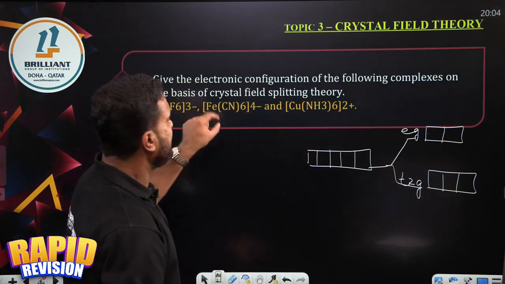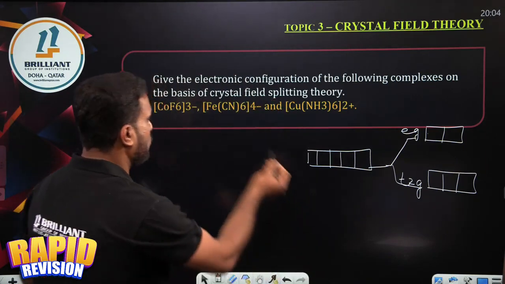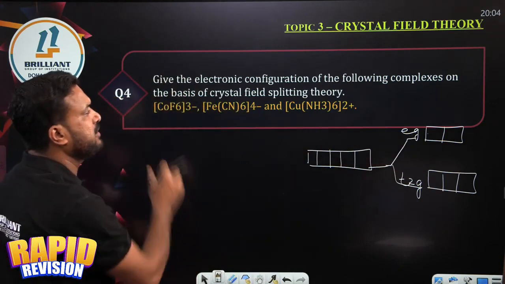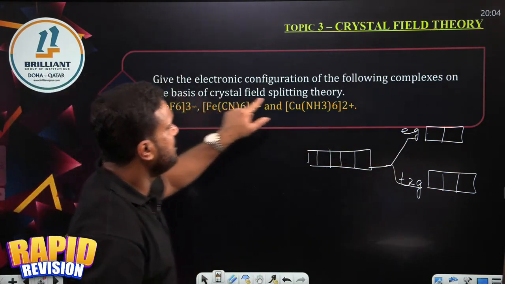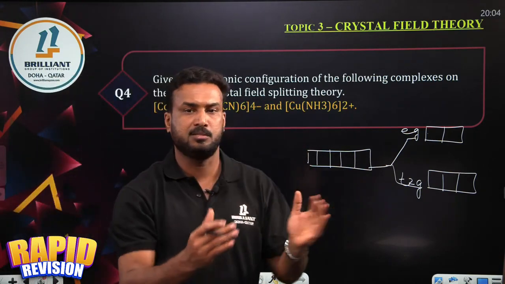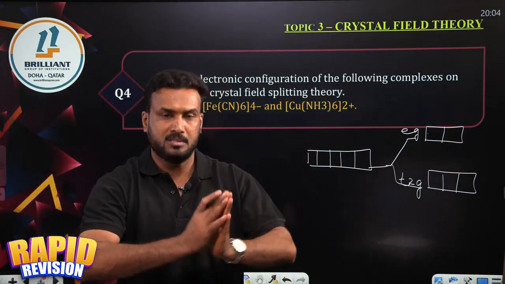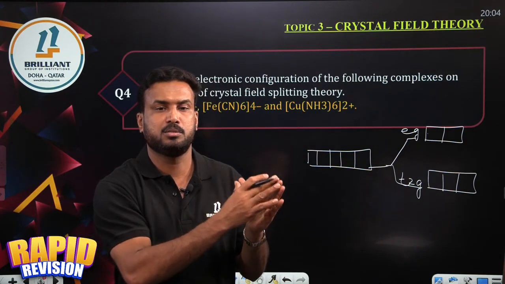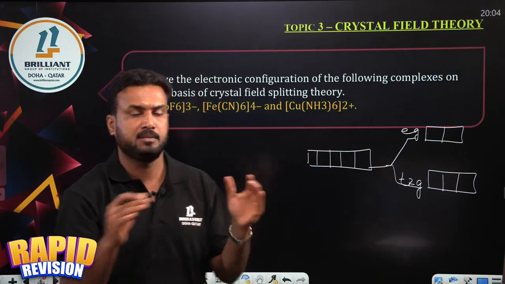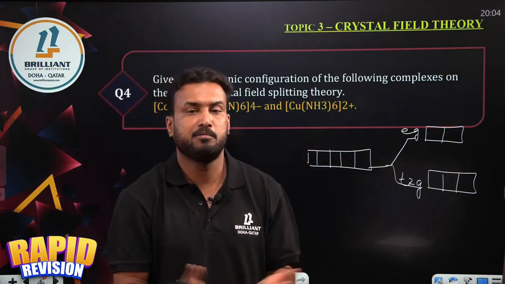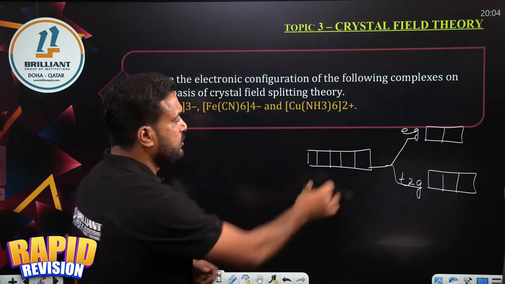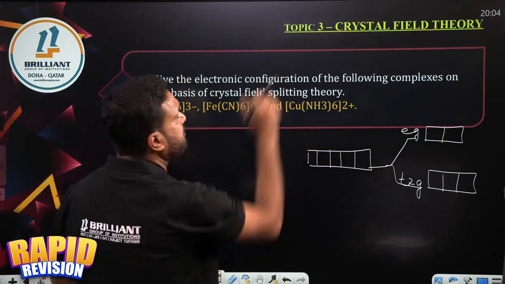Now here they are asking, in these complexes, what is the T2g electronic configuration and Eg electronic configuration? This type of question you can expect. Crystal field splitting theory, I'm not going to explain in detail, this is not the right time for that. We will do the question based on that concept, then you will get the idea. Otherwise, if I teach one concept at the last moment, we won't be able to touch any other topic. So this is the way crystal field splitting happens.